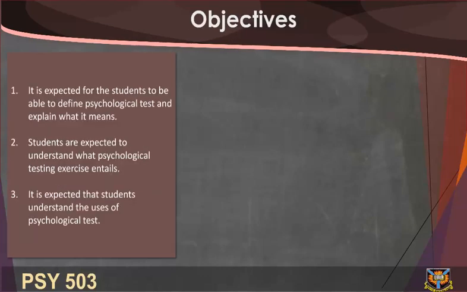Objectives. 1. It is expected for the students to be able to define psychological test and explain what it means. 2. Students are expected to understand what psychological testing exercise entails. 3. It is expected that students understand the uses of psychological tests.